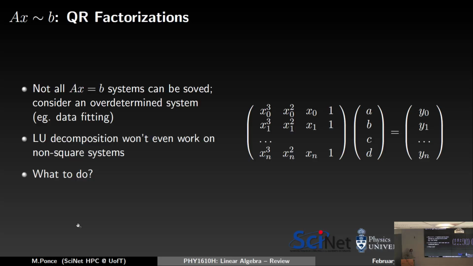For instance, consider an overdetermined system. Examples of this pop up every time you are doing data fitting. This is the example I have here: a third degree polynomial with n points that I'm trying to fit. And I want to have n solutions for that. Even more, LU decomposition won't work in those systems because they probably don't have an inverse. So I cannot decompose. What do we do in those cases?